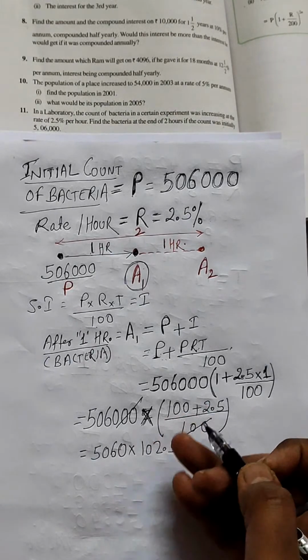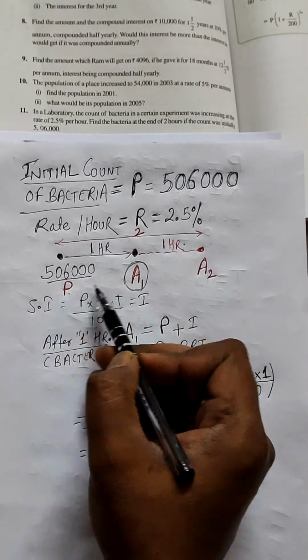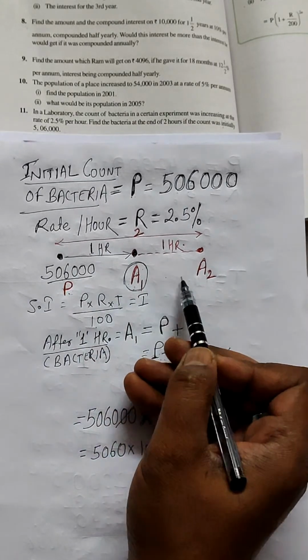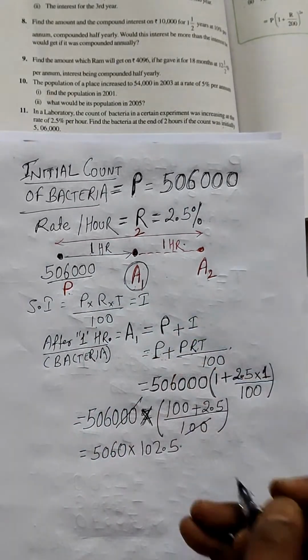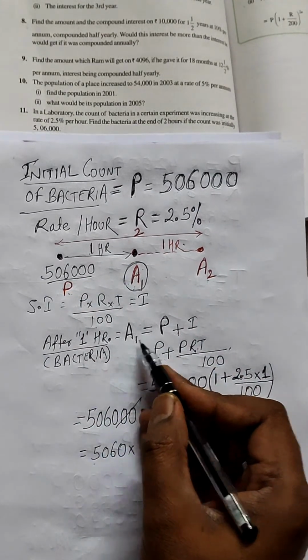Okay, we'll solve this question with the formula of compound interest also, but I'm showing how the simple interest will be converted into compound interest. This principal is converted into A1, and this A1 will be acting as a principal for the second hour, and we will be getting A2. So this will be equal to the value of A1.